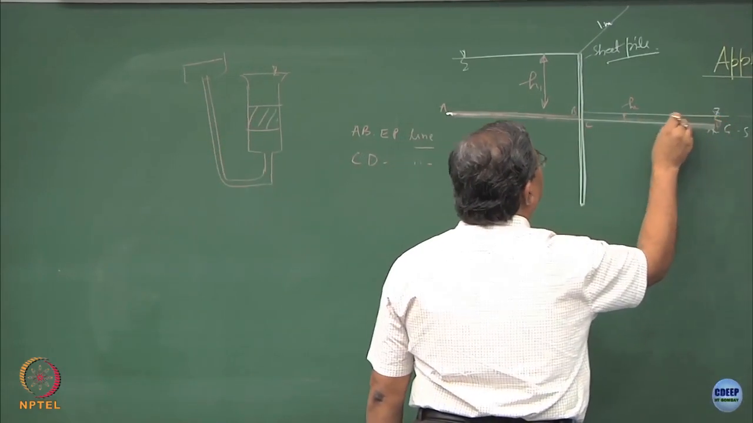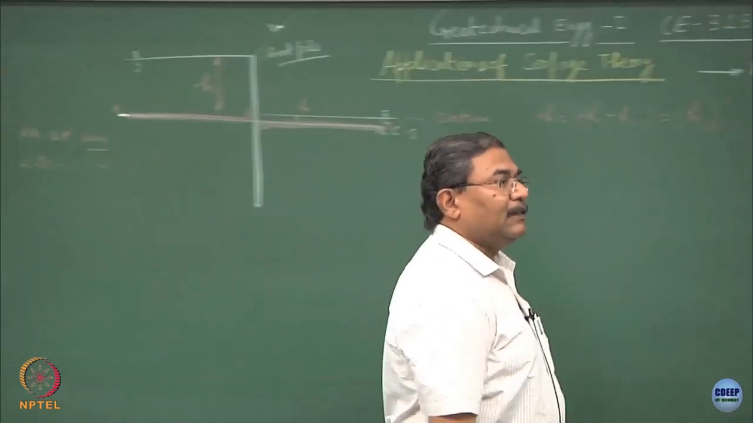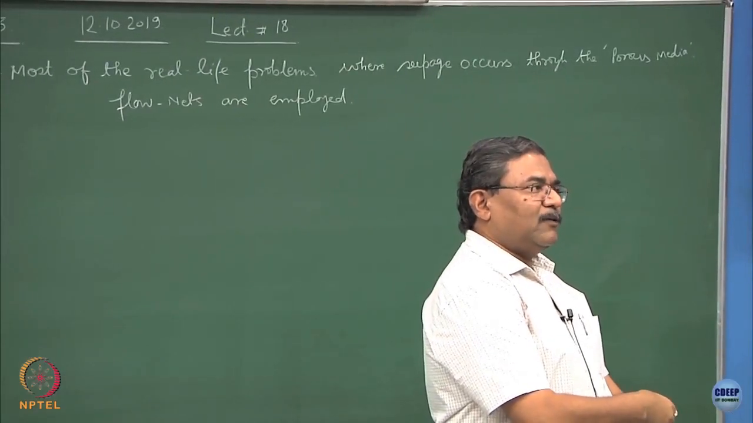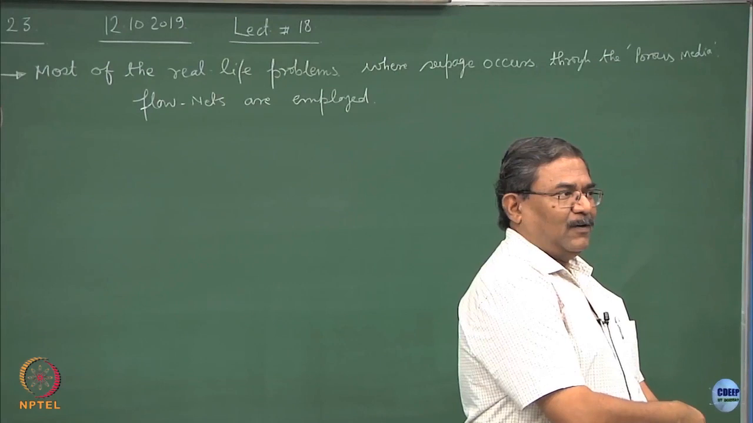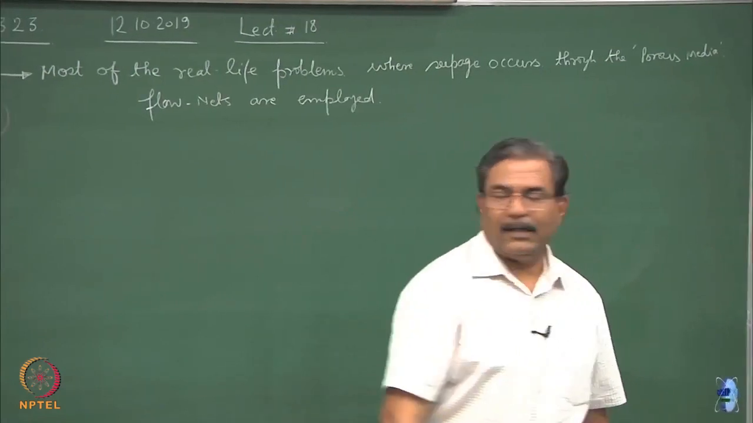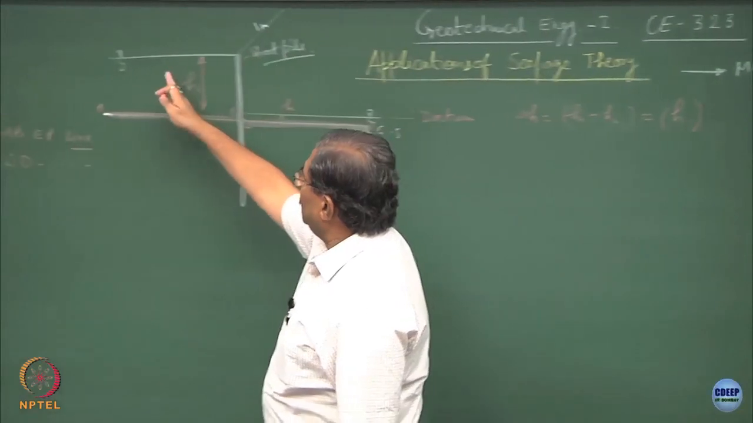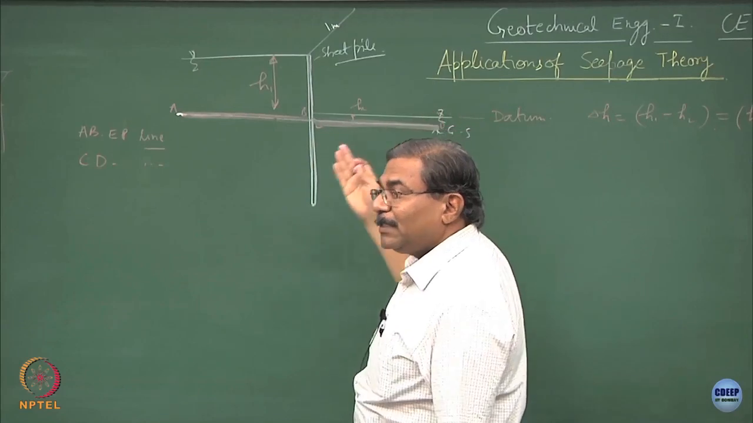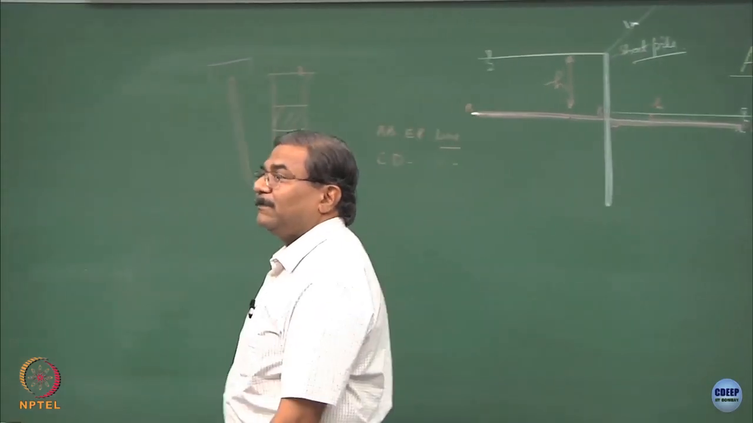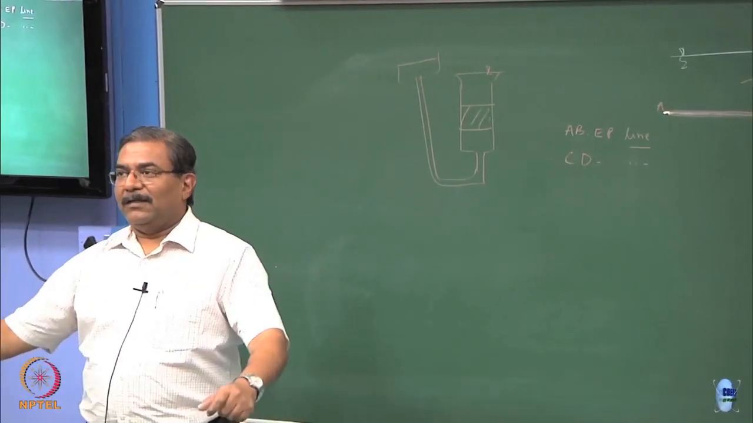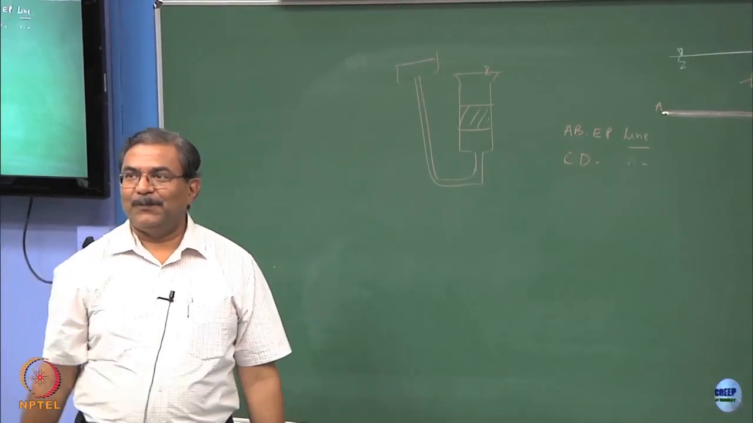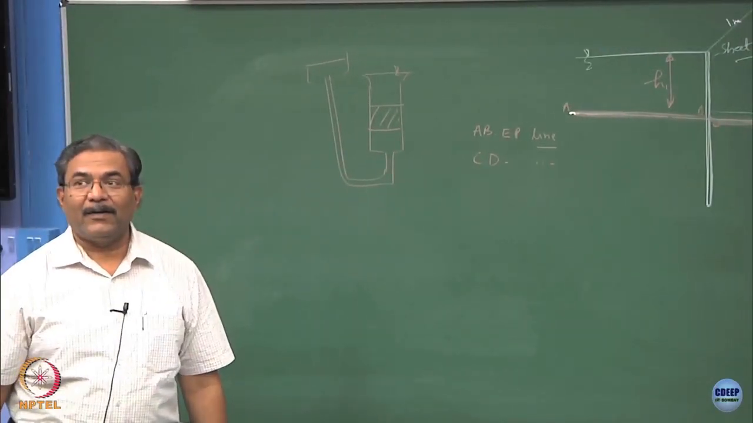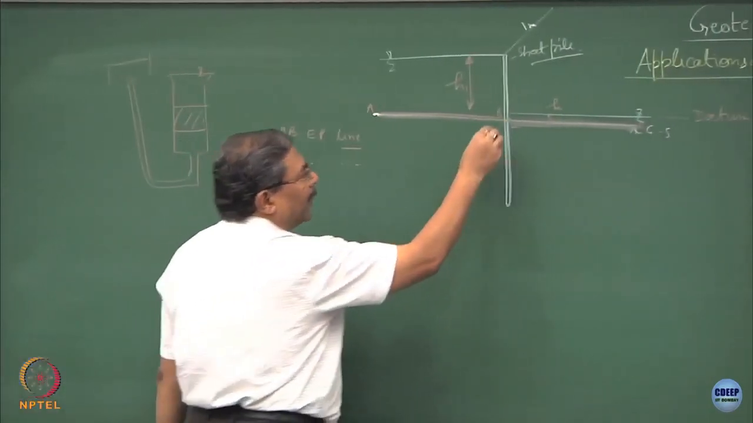What abnormality you are seeing? If this sheet pile was not there, would the equipotential lines have existed? No. Why? If I remove the sheet pile, this head is going to be same as this head. So that whole thing is going to be an equipotential line. But by inserting a sheet pile, what have I achieved? If you can answer this question, you are a genius. Good. In what way? So this becomes a point of singularity, correct?